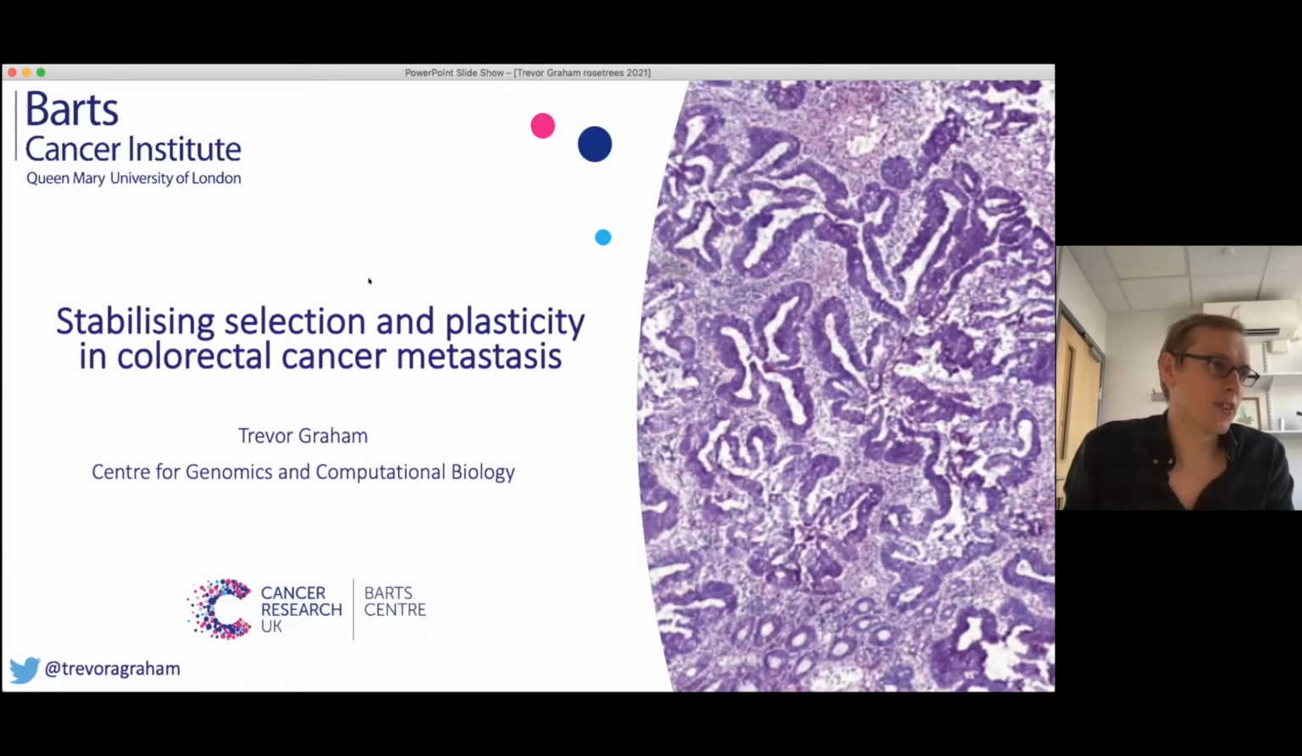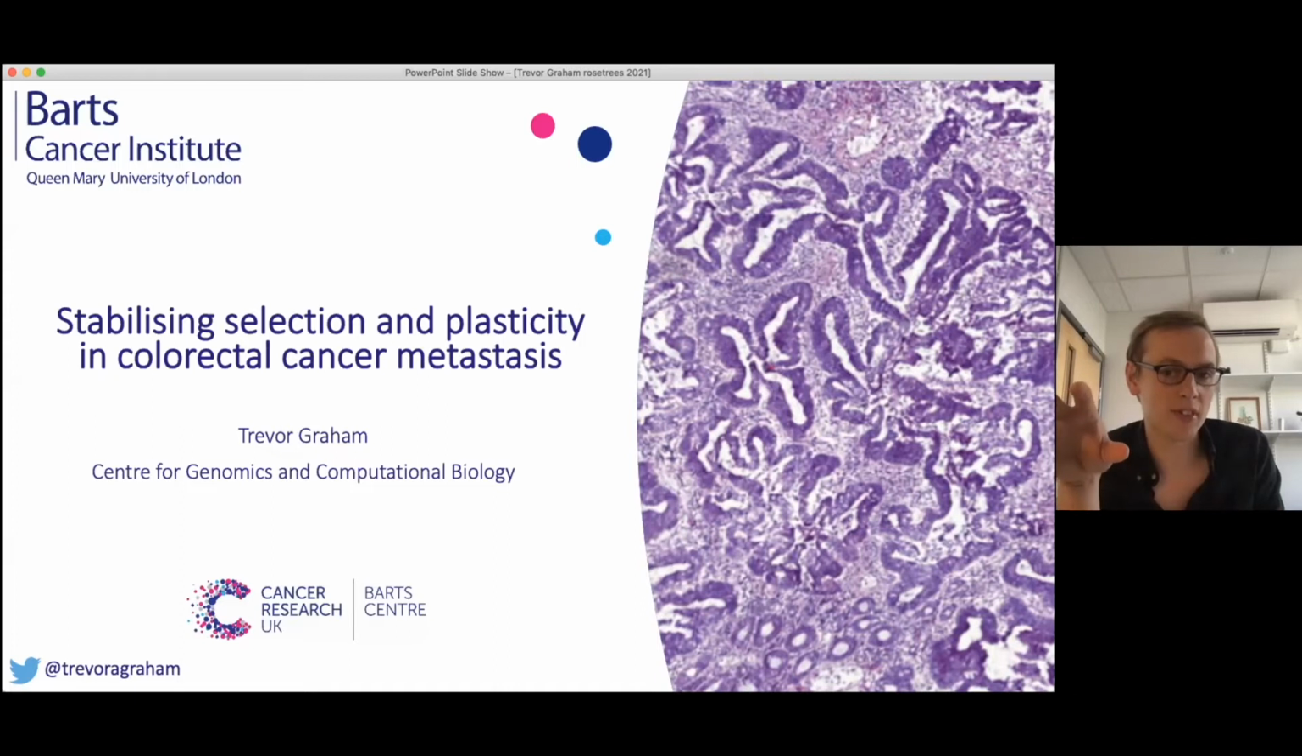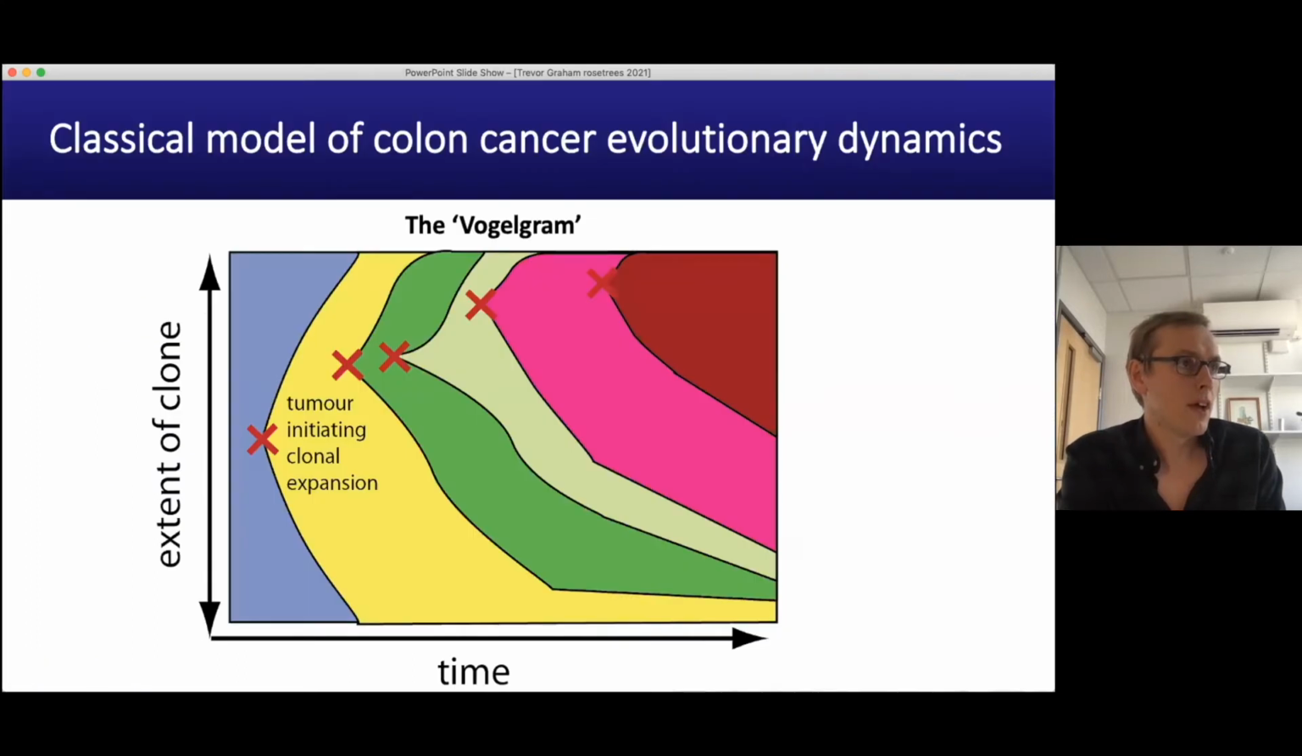And so I'm going to focus on these two very interesting elements of evolution, or perhaps not evolution, if you like: stabilizing selection, which is definitely evolution, and plasticity, which is perhaps not evolution. And we'll talk about that now. And as you've heard, I'm at Barts and in the Center for Genomics and Computational Biology. So we're interested in understanding how colon tumors progress from benign adenomas through to metastatic cancers.